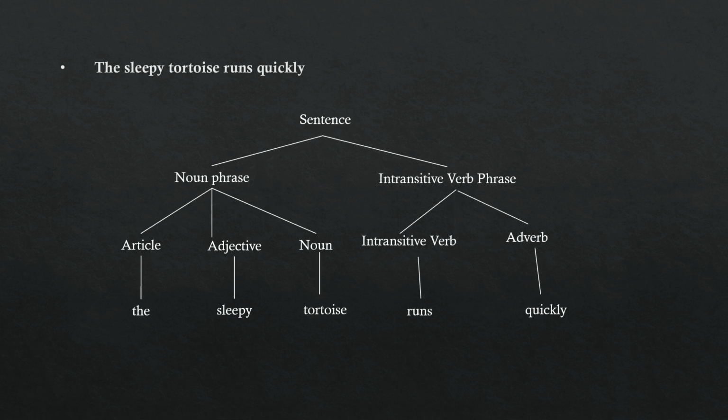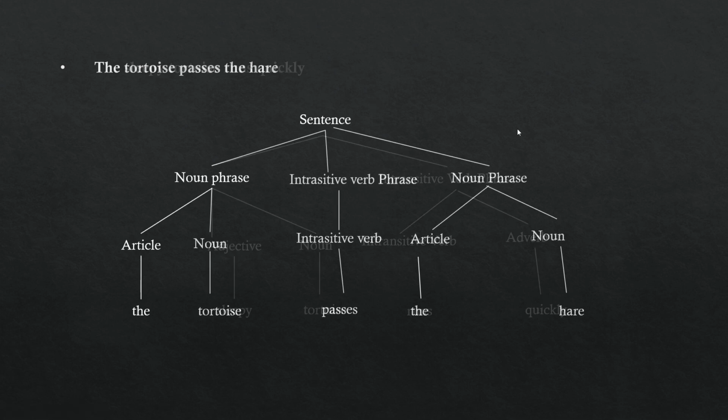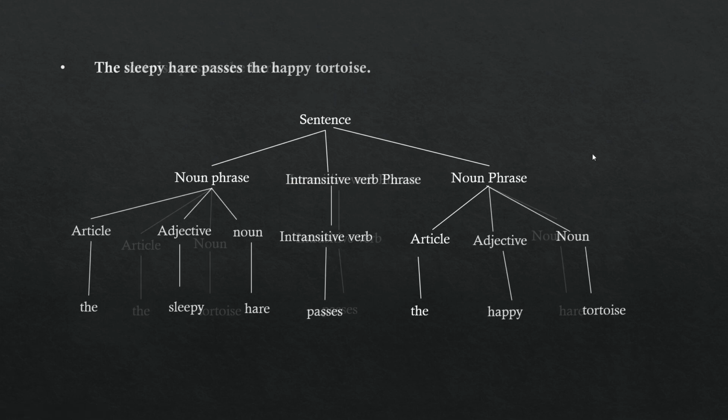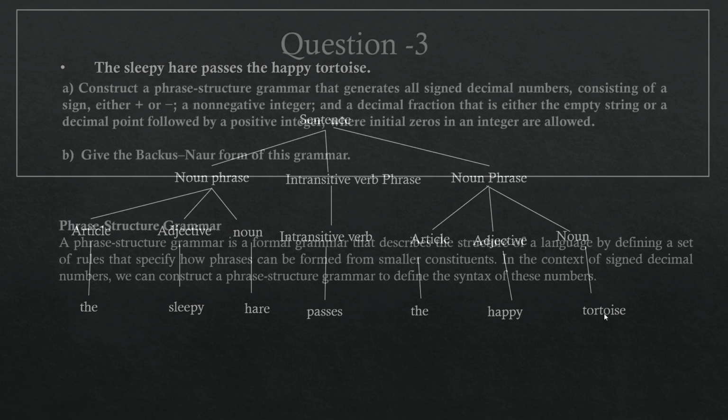In a similar way we can construct the derivation tree for "the sleepy tortoise runs quickly", and this is how we can do that. For the sentence "the tortoise passes the hare", this is the derivation tree, and for "the sleepy hare passes the happy tortoise", this is the derivation tree for that sentence.